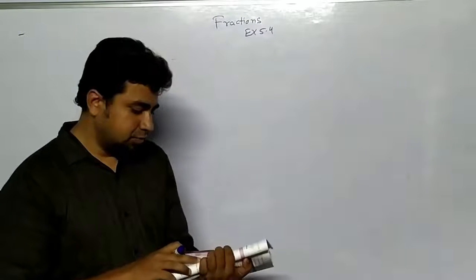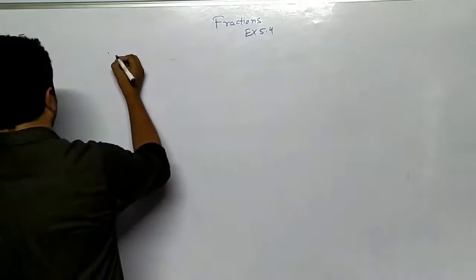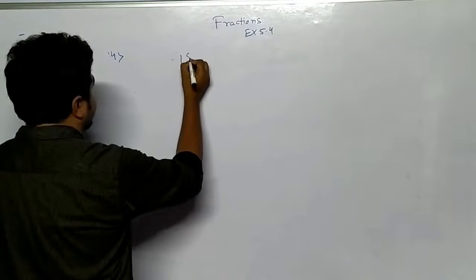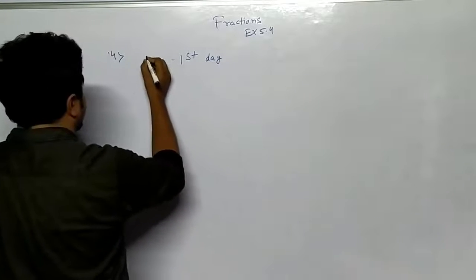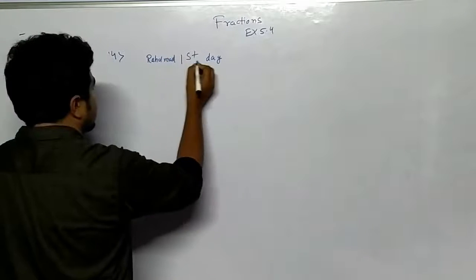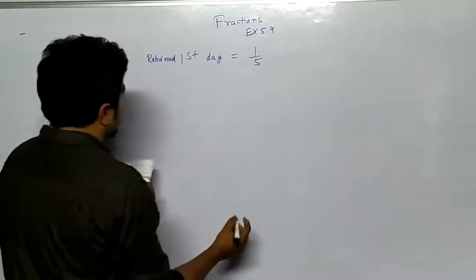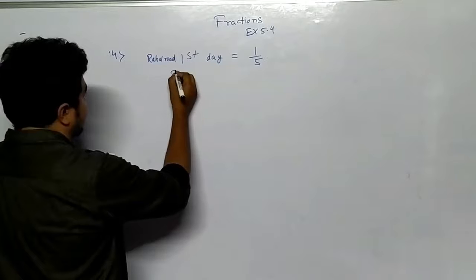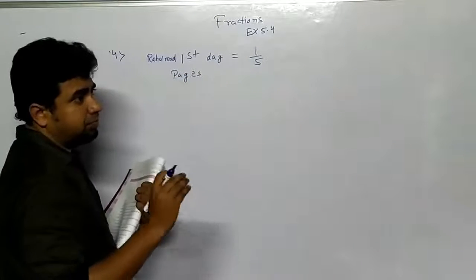3/10 of the remaining book on the second day. Means what is given to us? Question 4. Rahul reads on first day, Rahul read 1/5. Means how much is left? Pages left. I can find on first day he has read 1 out of 5 pages.